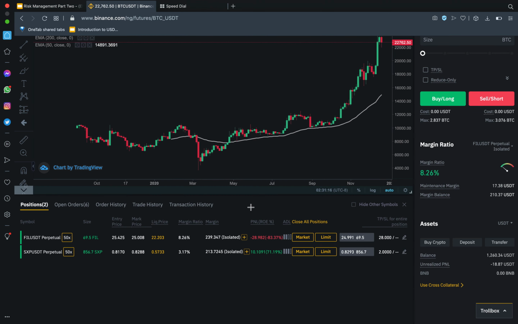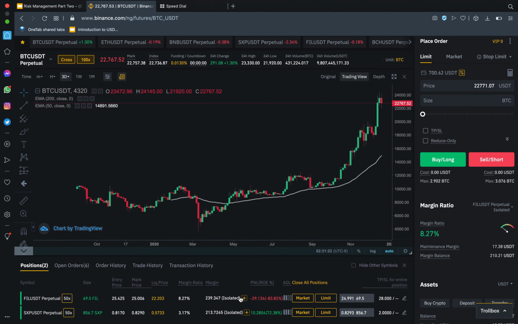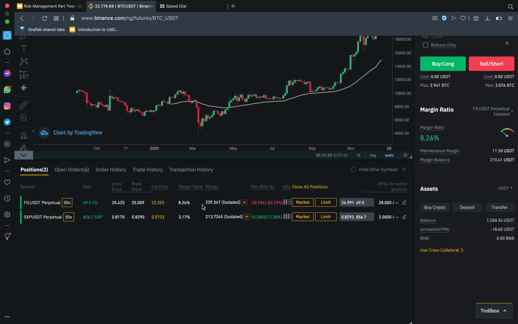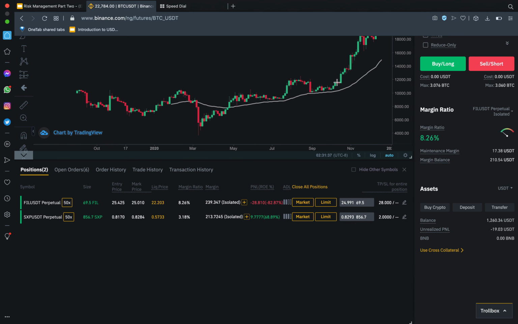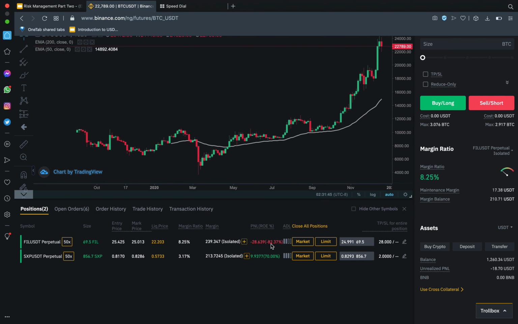All right, let me give you an example. See these two trades now. This is Binance. Now I'm trading with some isolated margin in this trade, and you can see right now I don't have any stop loss in this trade. But in a way, I'm not really scared of losing my entire portfolio. You know why? Because I'm using isolated margin.